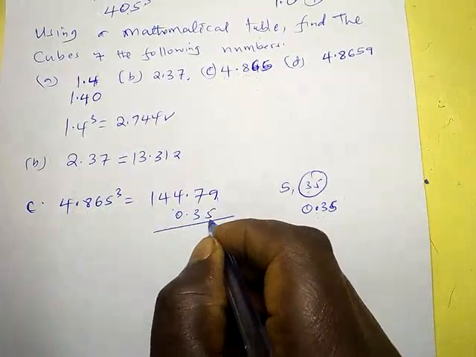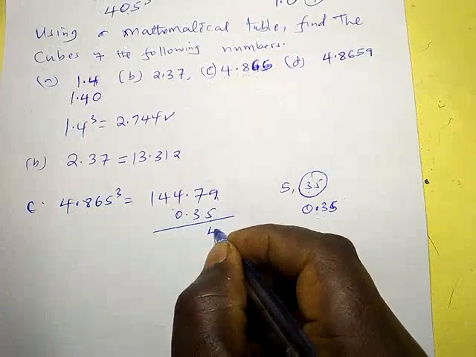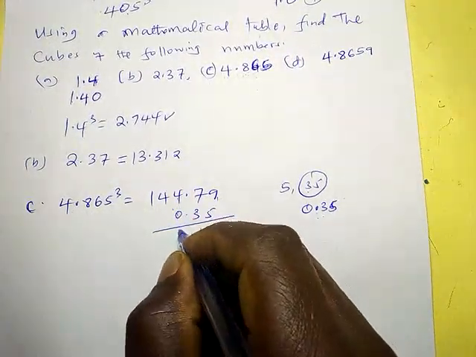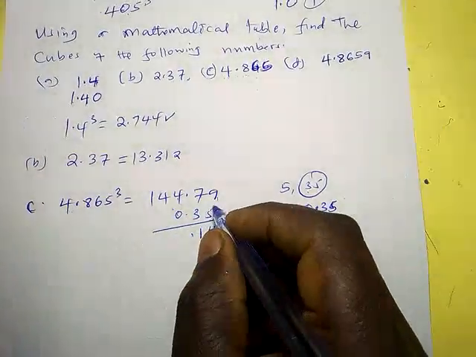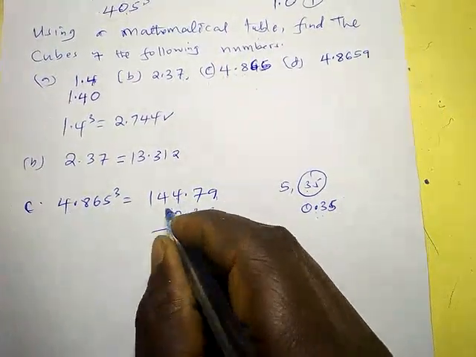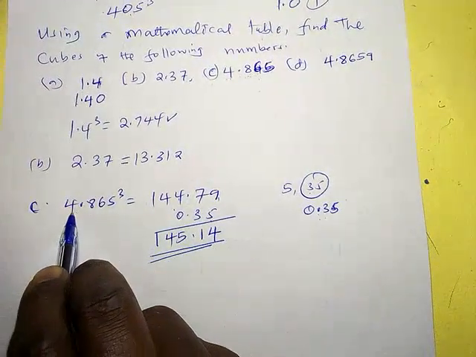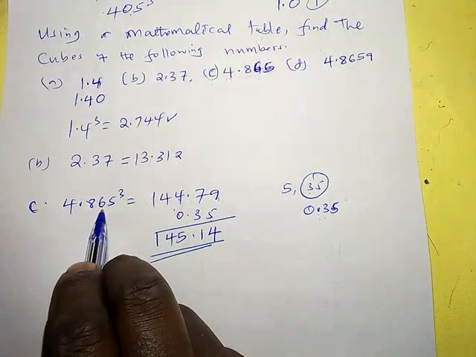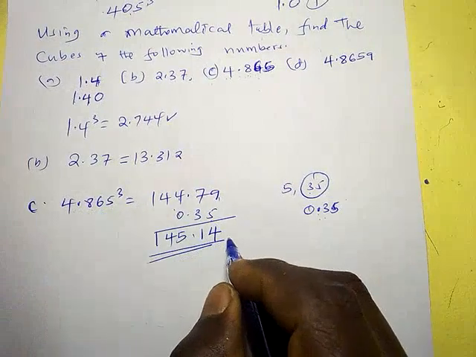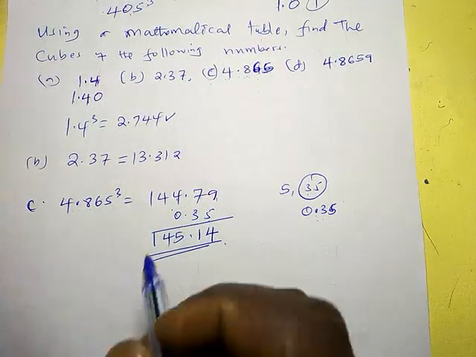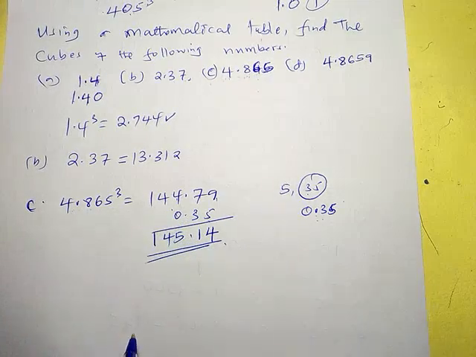Therefore, add 0.35. This plus this is 14. This 10, 11. This 5, 4, 1. Therefore, the correct cube of 4.865 is this, 115.